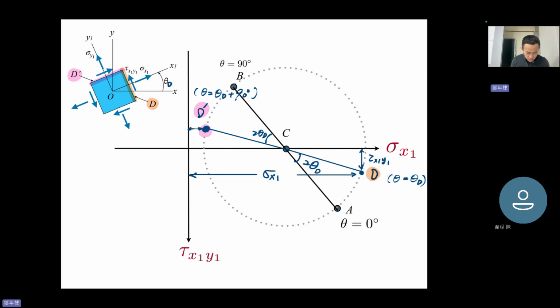So this is sigma y1, and this is tau x1 y1 minus. Okay. And you see, this is tau x1 y1. The same value, but in the pink focused surface, this is a minus sign. All right. So that's how we use Mohr circle.